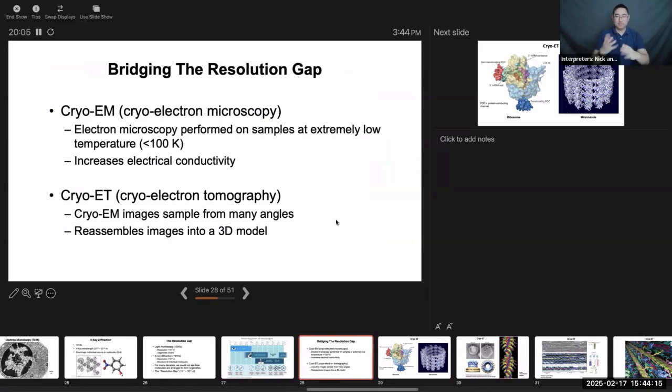Like I said before, it's simply performing electron microscopy at very cold temperatures, which increases the electrical conductivity of the sample. The difference is that cryo-EM is going to create just individual cross-sectional slices. With cryo-ET, you take those cross-sectional slices and stack them up to create a 3D model. It's exactly the same as taking a bunch of cross-sectional images from a CT scan and stacking them up to create a 3D volume model of some anatomic structure, just like we did with Horos. So cryo-ET gives you 3D reconstructions based on a series of cross-sectional electron microscopy images.